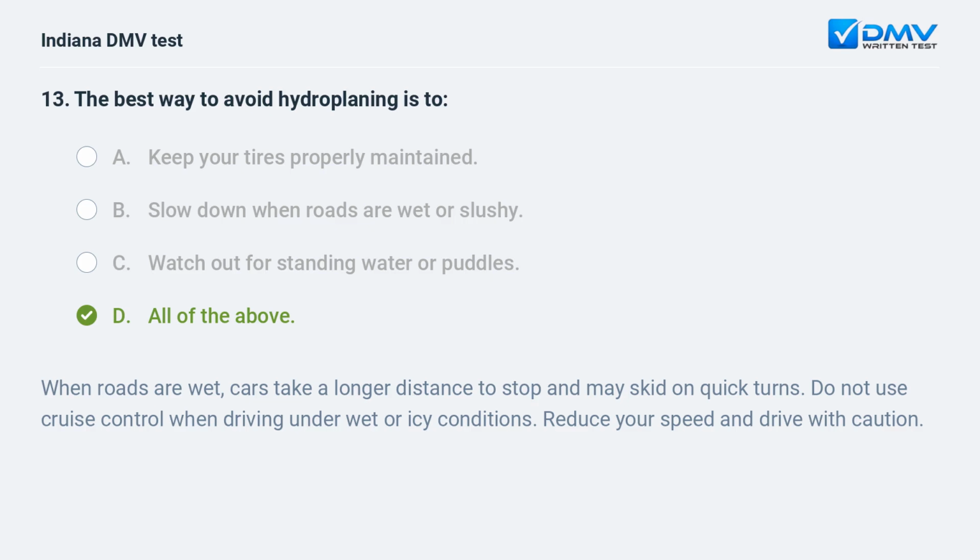When roads are wet, cars take a longer distance to stop and may skid on quick turns. Do not use cruise control when driving under wet or icy conditions. Reduce your speed and drive with caution.